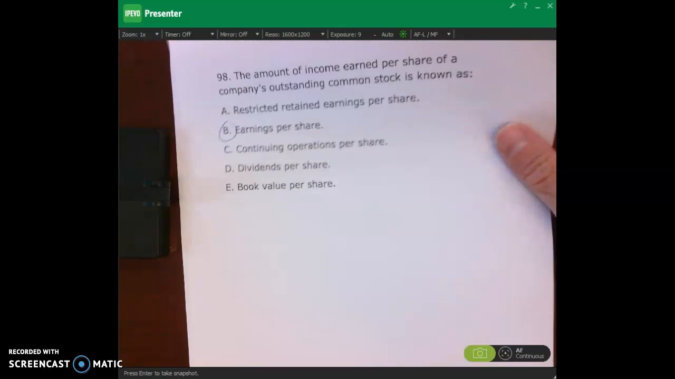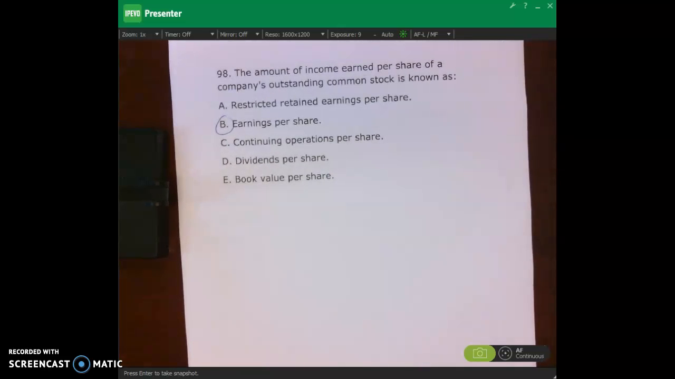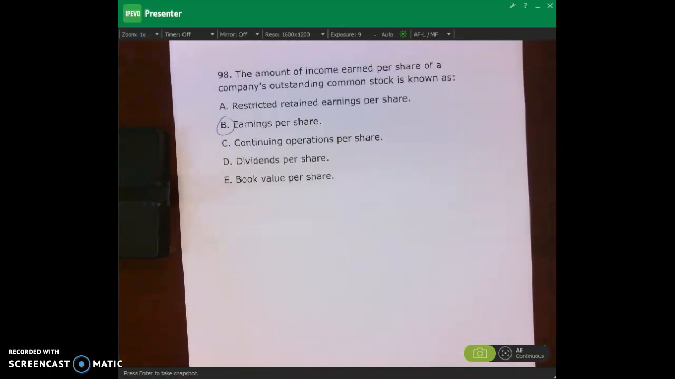Last one here on the next page: the amount of income earned per share of a company's outstanding common stock is known as B, earnings per share.